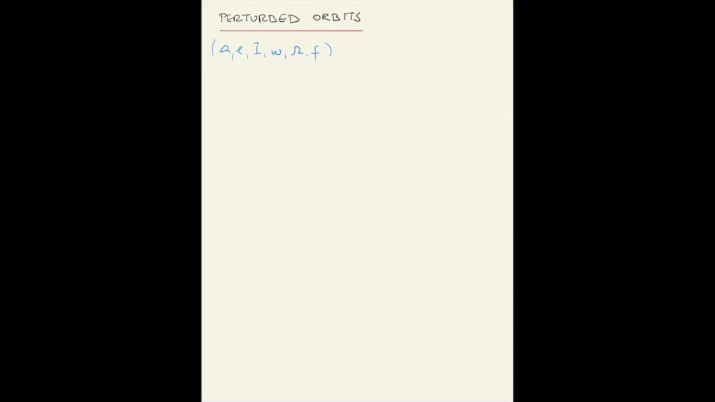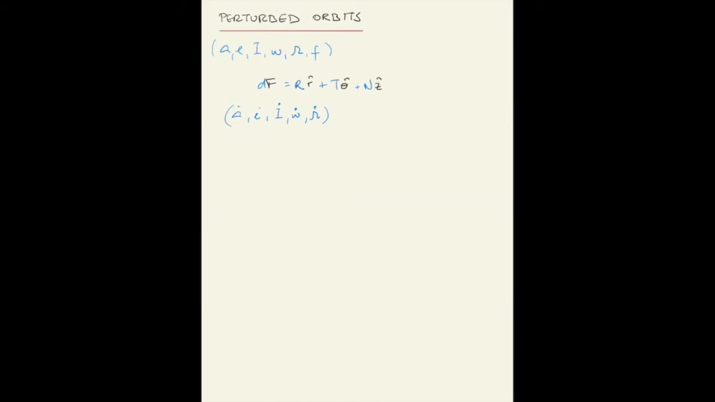So for that, we can consider a small disturbing force where R, T, and N are the magnitudes of the radial, tangential, and normal components of the force, respectively, and r hat, theta hat, and z hat are the standard unit vectors in cylindrical coordinates. So based on that, let's find out what the expressions are for a dot, e dot, i dot, omega dot, and big omega dot.